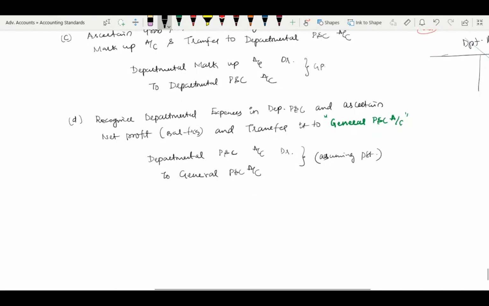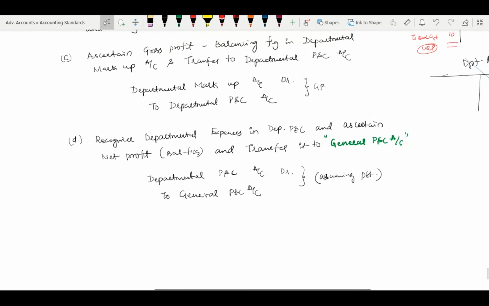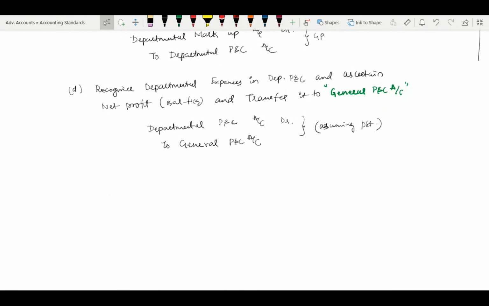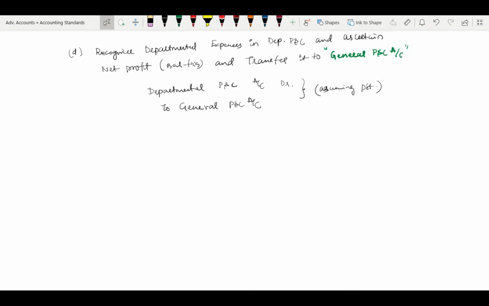So almost these entries are over, my dear friends. Usually this is the accounting entry. Now one special transaction is there. In case of centralized purchase, one special treatment is there, which we call event number 5: special transaction, which is interdepartment transfer.